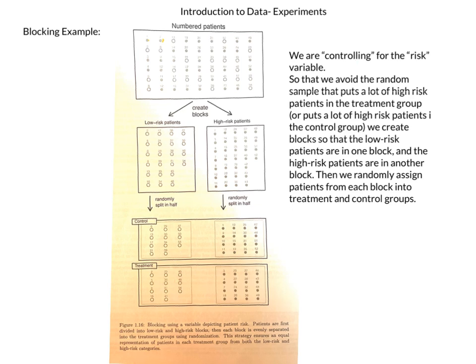So we're controlling for the risk variable so that we avoid a random sample that puts a lot of high-risk patients into the treatment group or into the control group. We create blocks so that the low-risk patients are in one block, the high-risk patients are in another block. Then we randomly assign patients from each block into treatment or control.